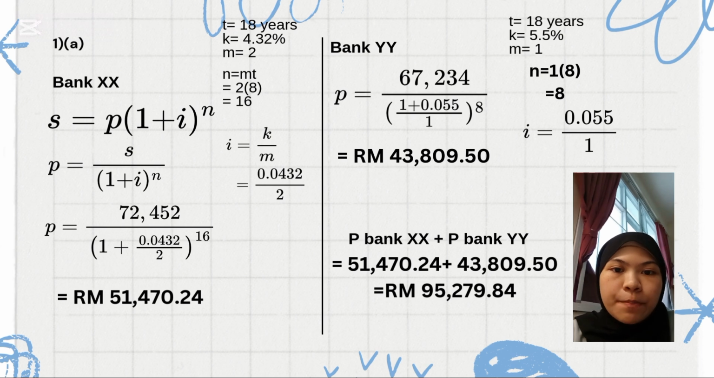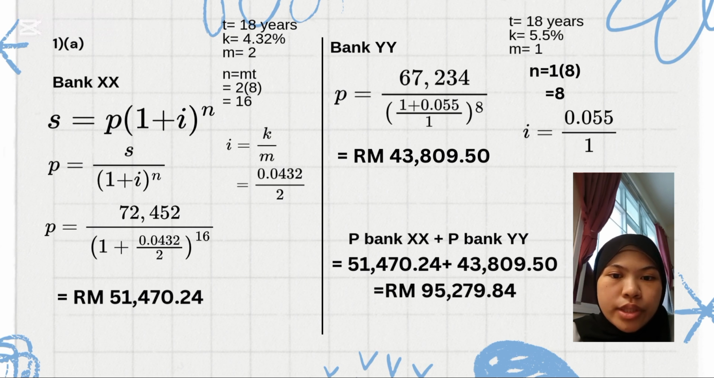So first we need to find P in Bank XX. I is K over M, that is 0.0432 over 2. N is M times T, that is 2 in bracket 18, and the answer is 36. So here, the formula that we use in this question is P equals S over open bracket 1 plus I close bracket small n. P equals 72,452 over open bracket 1 plus 0.0432 over 2 close bracket 16. So the answer is RM 51,470 ringgit 24 cents. Next, for bank YY.